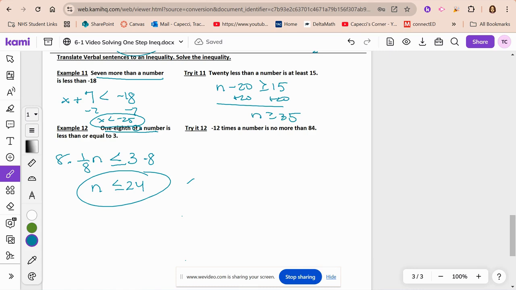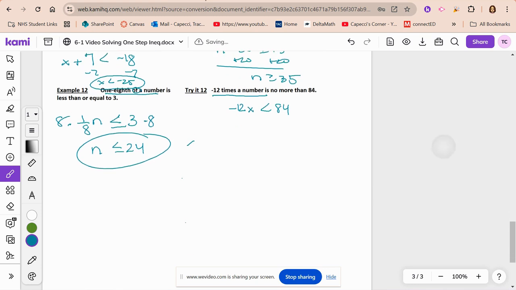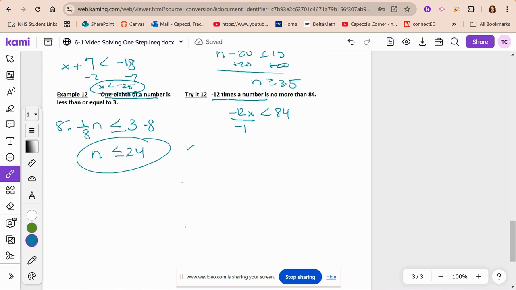Okay, negative 12 times a number, it says. So negative 12 times a number, I can use x this time, is no more than 84. So 84 would be the highest value that it would be. Again, I'm going to solve, so I'm going to divide both sides by negative 12. Remember, when I multiply or divide by a negative number, I have to change the direction of the sign. 84 divided by negative 12 gives me negative 7. And there's my final answer.